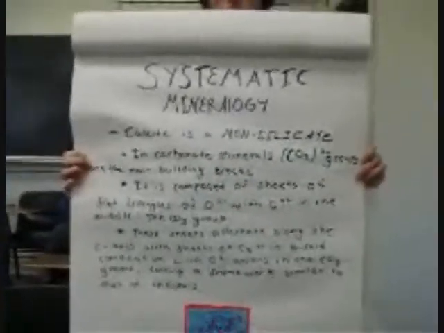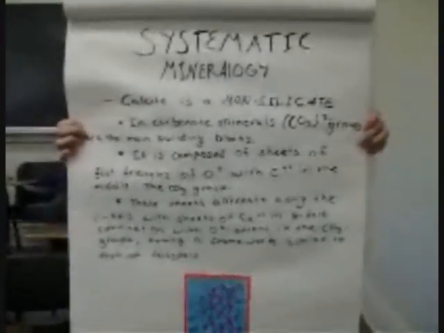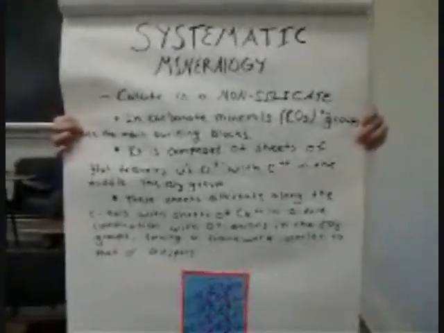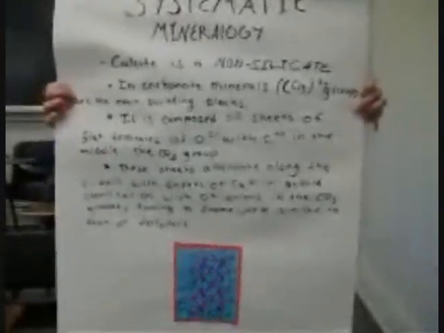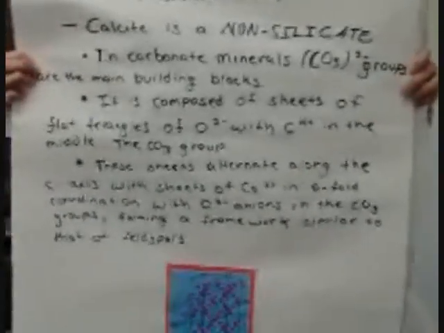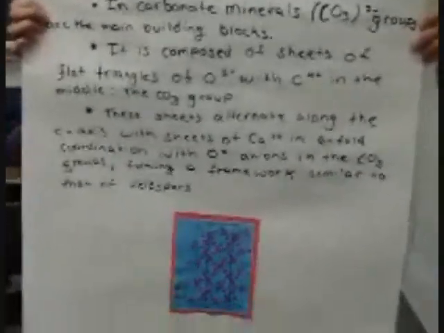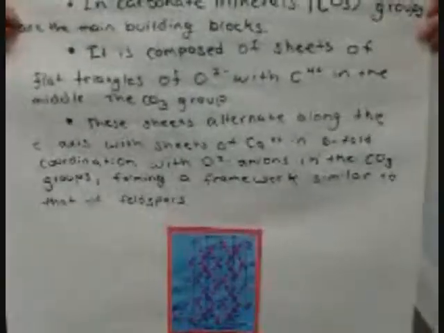Calcite is a non-silicate. In carbonate minerals, the carbonate group is the main building block. In other words, it replaces the silicon tetrahedron, which would be in silicate groups. It's composed of sheets of flat triangles of the oxygen ion with the carbon ion in the middle, the carbonate group. These sheets alternate along the c-axis with sheets of calcium in six-fold coordination with the oxygen anion in the carbonate group, forming a framework similar to that of feldspar.